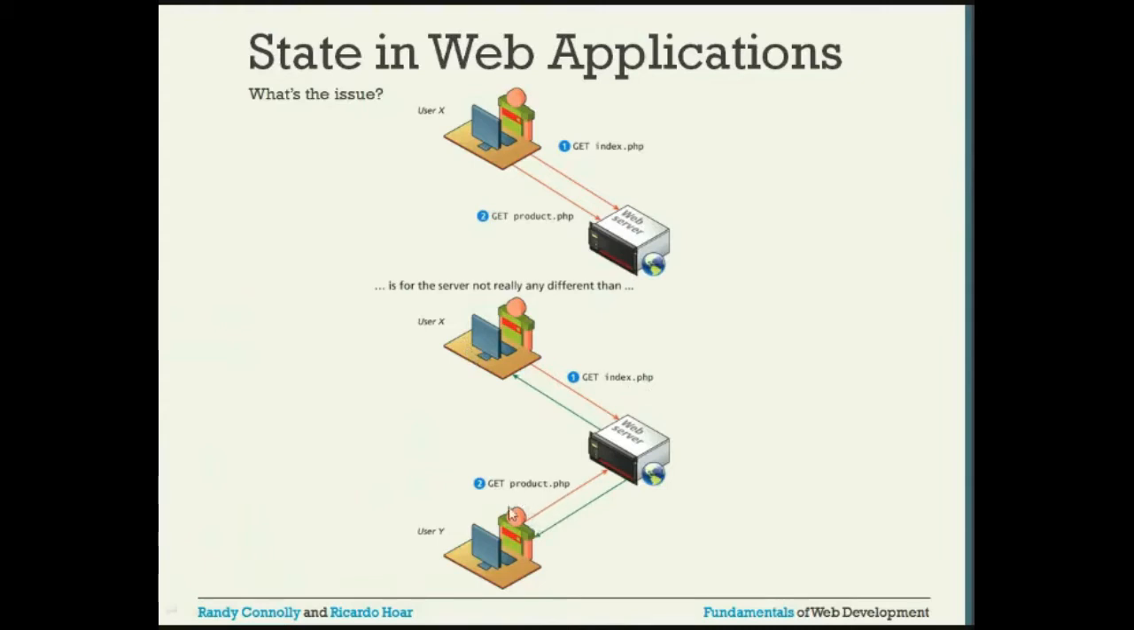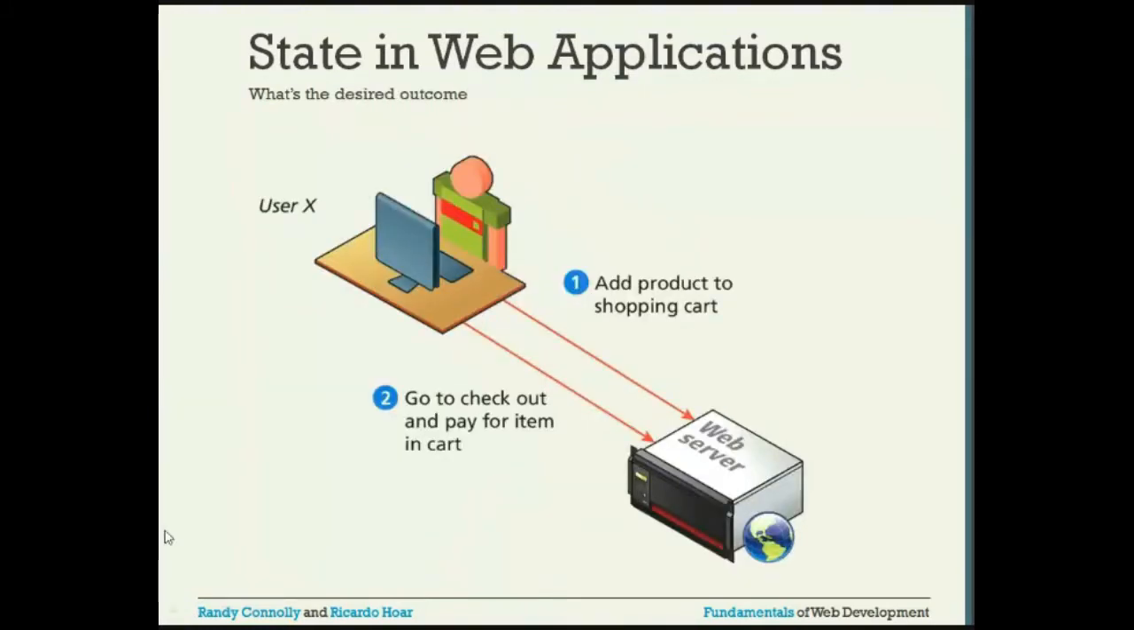So how to solve this using state? What is the need for this? I gave an example of an e-commerce website. A particular user has one request where he is adding a product to the shopping cart. With the clicks, he is adding the items there. And in the next stage, he will go back and check out, paying for the items in the cart.